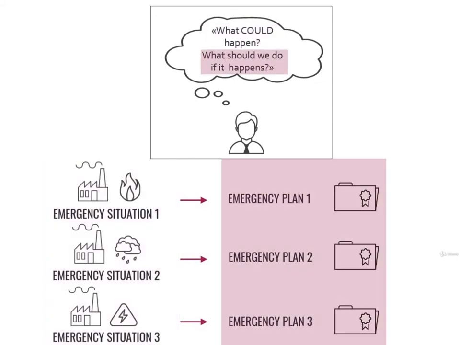The answer to the question, what should we do if it happens, is making procedures in which is written what the company should do to respond, the so-called emergency plans. In our example, the emergency situation 1 has to be dealt with what is written in the emergency plan 1. The emergency situation 2 has to be dealt with what is written in emergency plan 2, and so on.